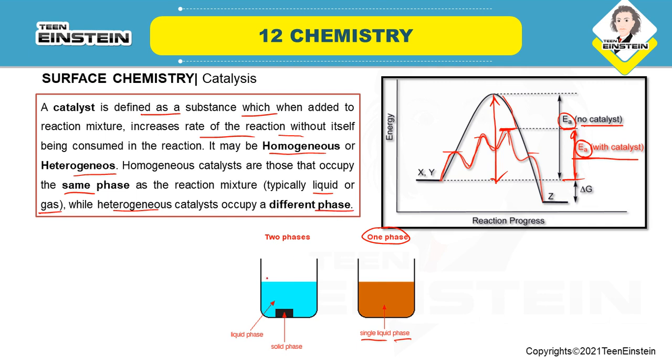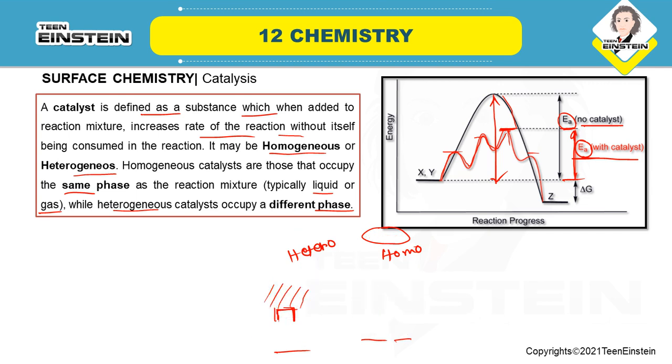But if it is heterogeneous, there will be at least two phases, different phases. Here we have a liquid phase, and we are using a catalyst which is in solid phase. So you can easily understand that the two phases are easily visible. Okay, so this is the difference between these two types of catalyst. Now we will see some examples.